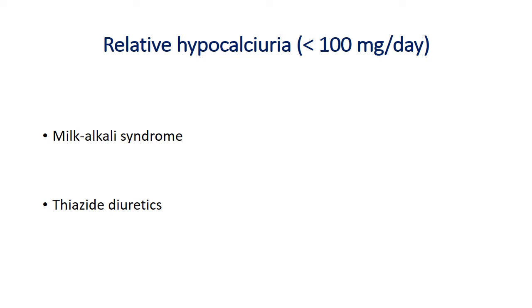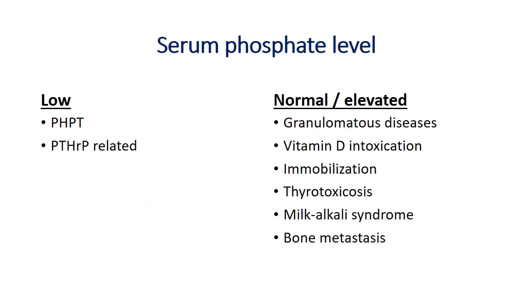Interestingly, there are certain other causes besides familial hypocalciuric hypercalcemia, where in spite of there being hypercalcemia, the urinary calcium excretion is reduced. Two such causes include the use of thiazide diuretics and milk alkali syndrome with hypercalcemia.